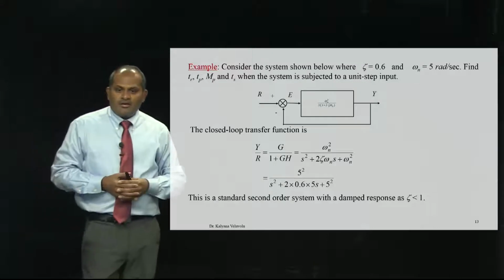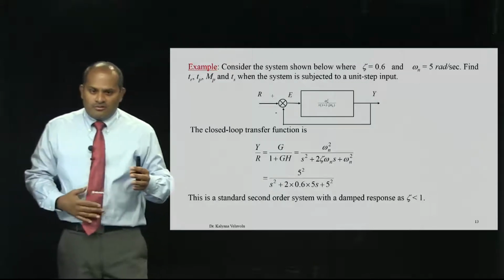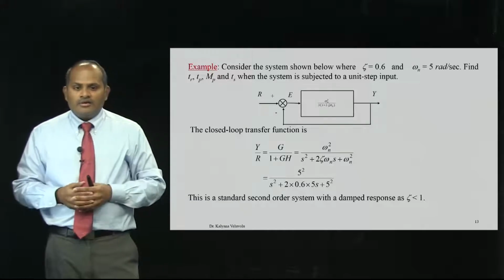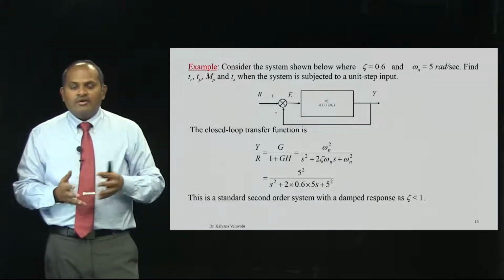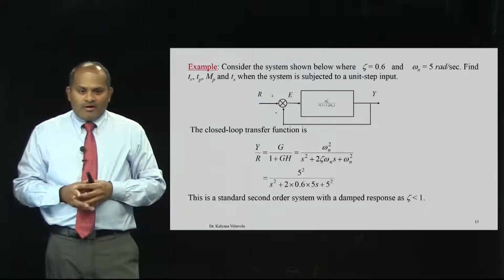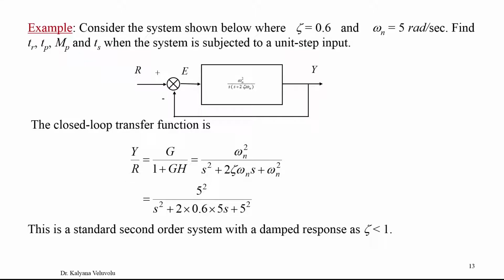Now, let us try to explore how these expressions can be used to evaluate various time indices for a standard second order system. What is given here is a simple example. Consider the system shown below where eta equal to 0.6, omega n is equal to 5 radians per second. Find Tr, Tp, Mp and Ts when the system is subjected to unit step.